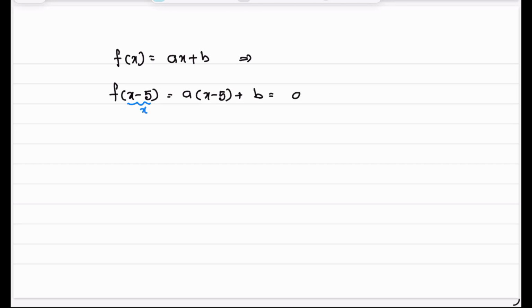For example, another thing, my function x is equal to ax plus b. Then what will be the value of function x minus 5? Wherever x is there in function x, I will replace this with x minus 5. That means a into x minus 5 plus b. That is ax minus 5a plus b, which is equal to ax plus b minus 5a.